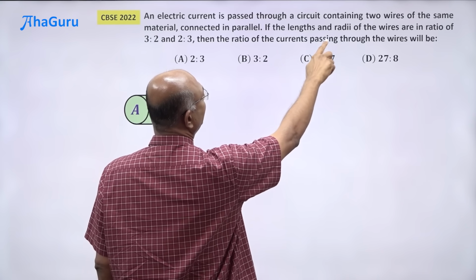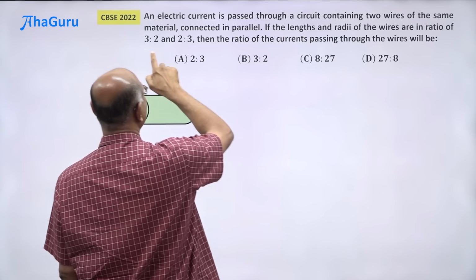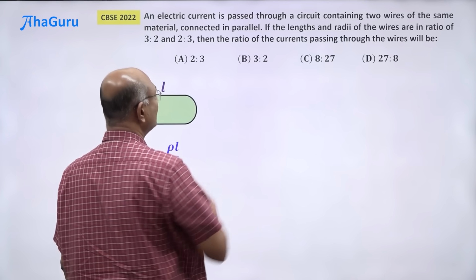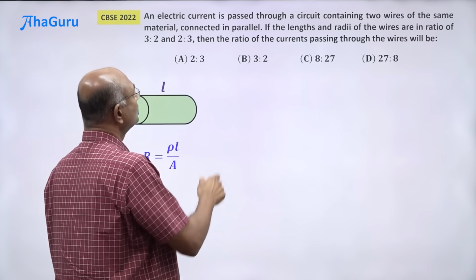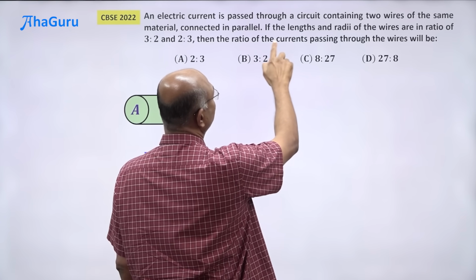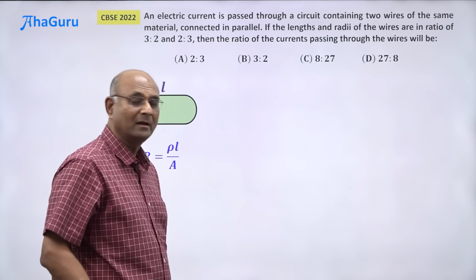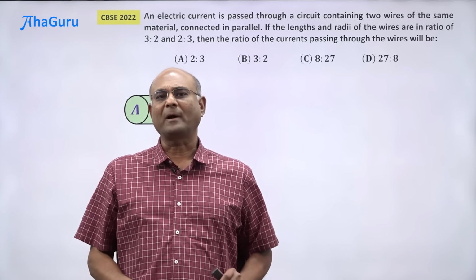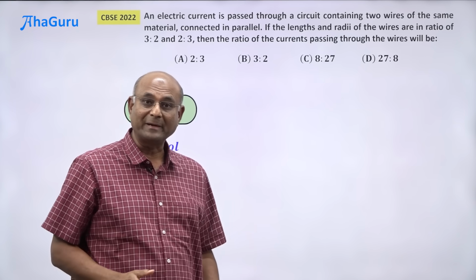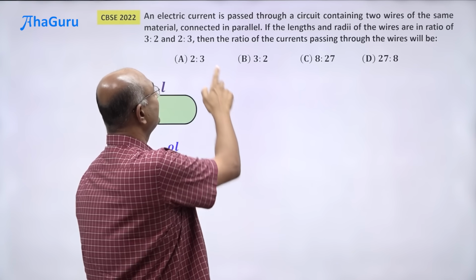If the lengths and radii of the wires are in the ratio 3:2 and 2:3, what does that mean? Lengths are in the ratio 3:2, so the lengths are different. Radii, they are in the ratio 2:3, again radii are different. So obviously that means the resistances will be different, and we want to find the ratio of the currents passing through the wires. Now remember, both the wires are connected in parallel, so that means the potential drop across the wire will be the same for both the wires, but the resistances will be different, and so once I find the ratio of the resistances, I can use that to find the ratio of the currents.